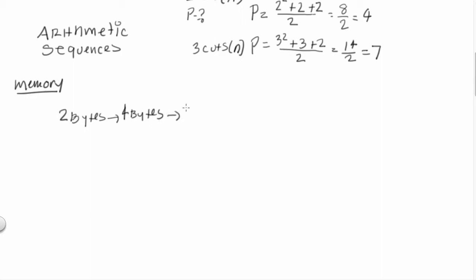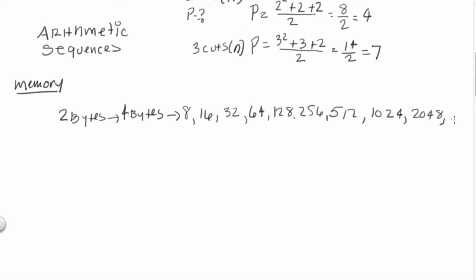Okay, and the next step will be 8. The next will be 16. The next will be 32, and then 64, 128, 256, 512, 1024, 2048, and so on. I know it's fun doing it, but I gotta cut sometime. Okay. Now, these are known as geometric. So these were arithmetic.